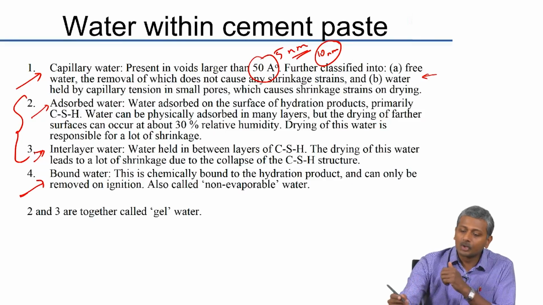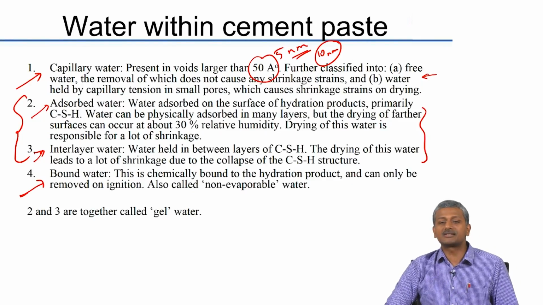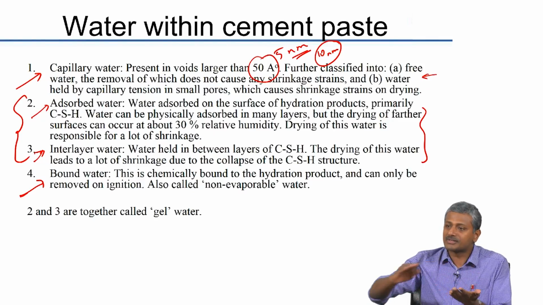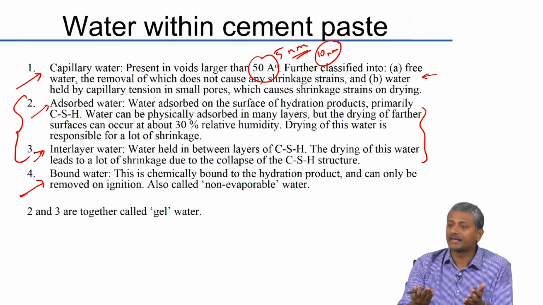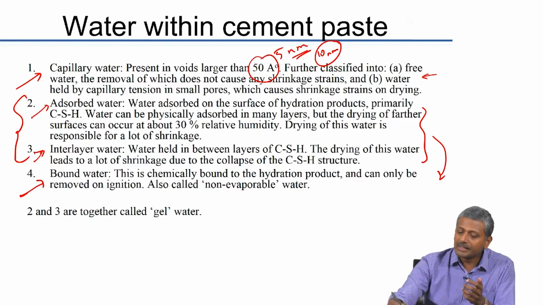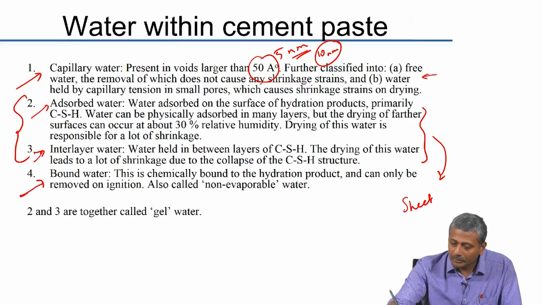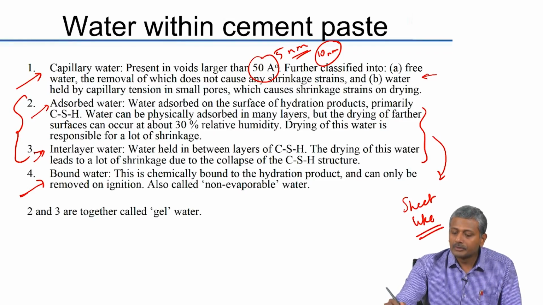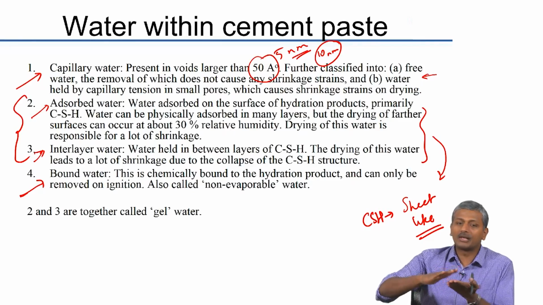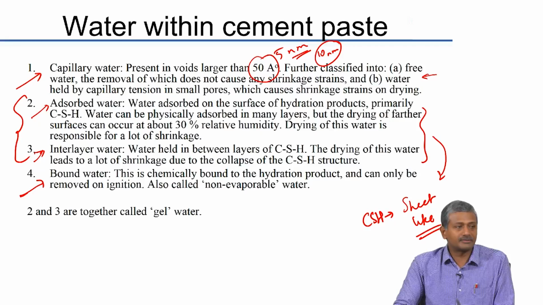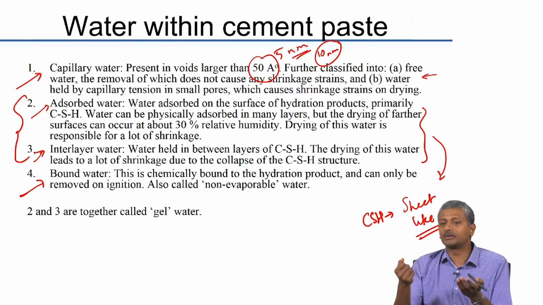So already we are sort of assuming a certain type of a structure for CSH, okay, and what do you assume the structure as? If it is going to be adsorbed on a surface and between layers, so what is the best model that we can come up with for CSH? A sandwich sort of a structure, maybe sheet like structure. So this sort of tells us that CSH has a sheet like structure, because of which water gets adsorbed on the layers and is also present between the sheets. Now this makes it more easy to imagine what happens when you remove this water.